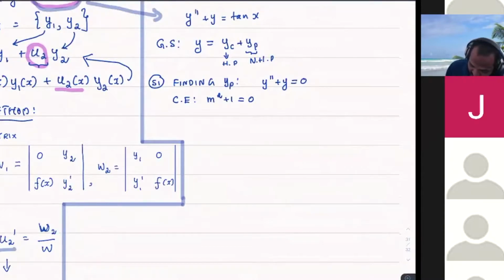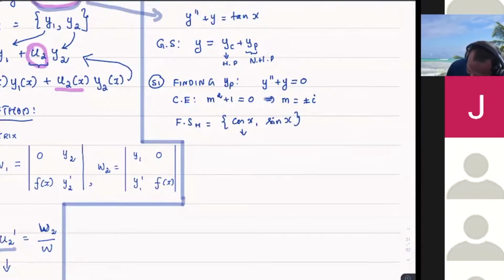So what do we have here? You would agree with me that my m's are going to be plus or minus i. Therefore, the fundamental solution set of this homogeneous problem would be cosine x and sine x. So this is my y1 and this is my y2. Now I'm going to use the Wronskian to figure out the yp.